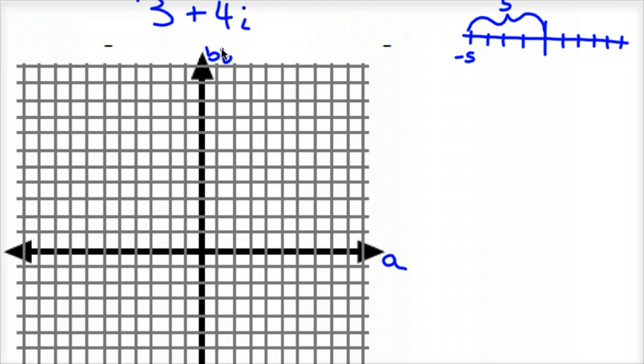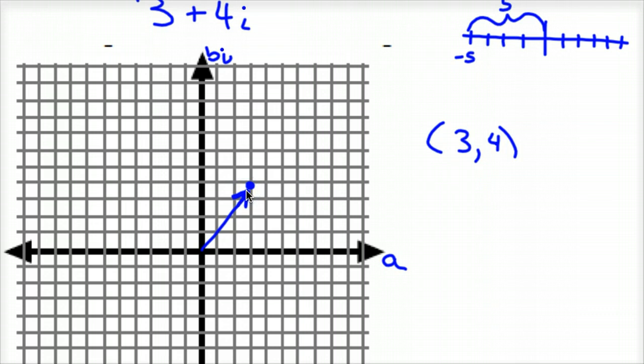So the y-axis now becomes your imaginary axis. The x-axis is your real number axis. So 3 plus 4i, now you can just graph it like an ordered pair. So that would be 3, 4 on this plane. So you'd go right 3, 1, 2, 3, up 4, 1, 2, 3, 4, and that is the point 3 plus 4i, and there's a vector that represents that particular point.